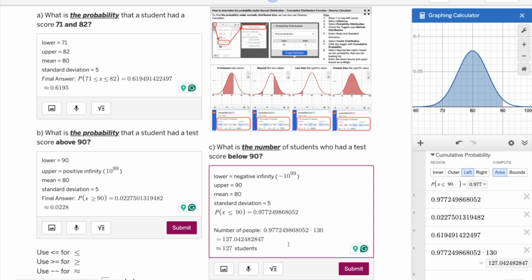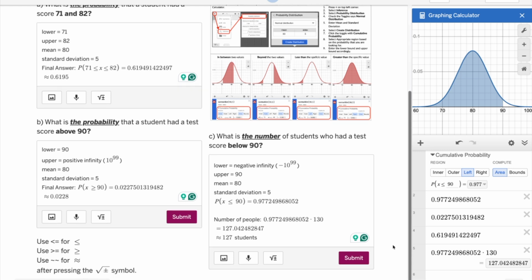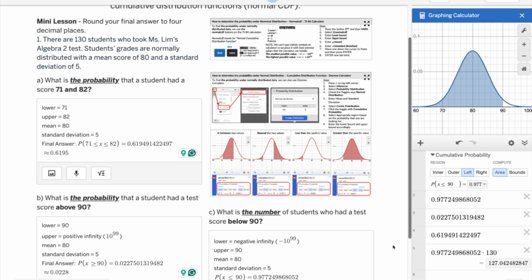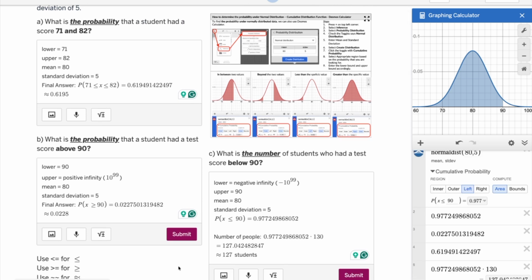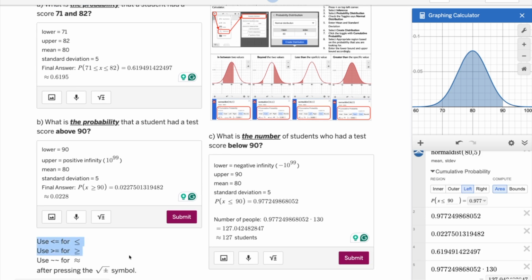Alright, so this is how you can utilize the Desmos calculator to find the probability of normally distributed data. For another note, some typing symbols are represented over here, so you could refer to that if you need. Alright, hope this helped.